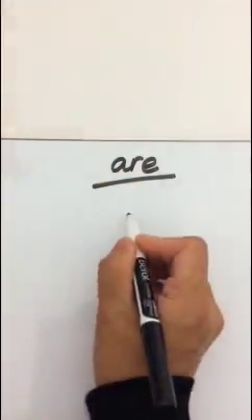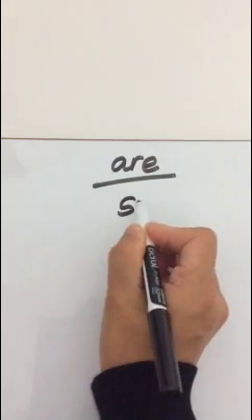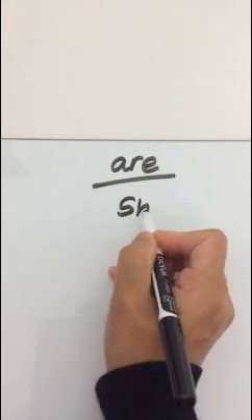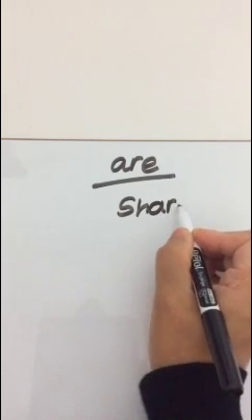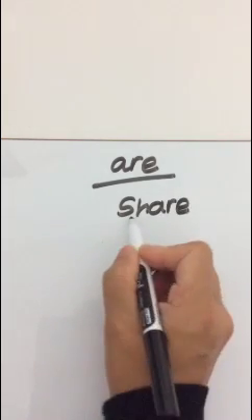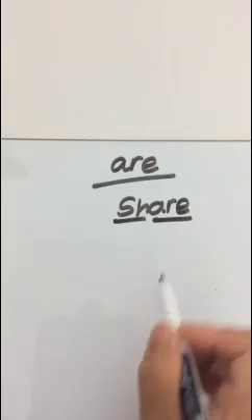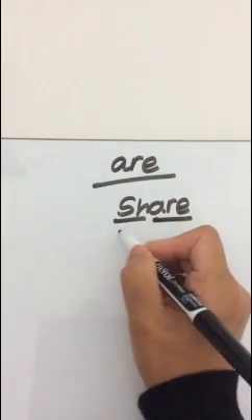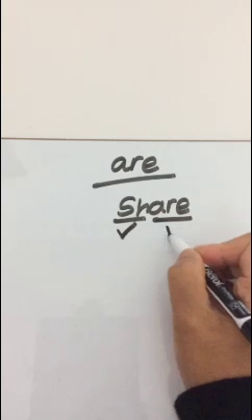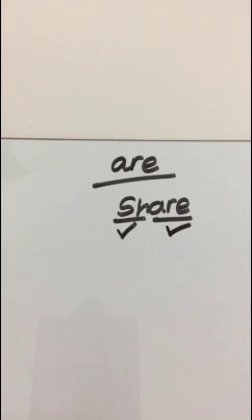So the first one is a special friend. Sh, with an s and an h. Air, a, r, and e. Share. Don't forget the dashes. Read it. Sh, air, share. Tick for a sh. Tick for an air. Share.